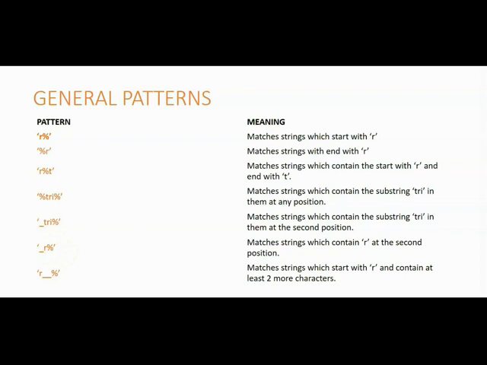Next, R__ means the string should have two or more characters after R and begin with the letter R. For example, if I want the third letter to be R, what will I do? I will take two underscores followed by R and ending with a percent sign. You will get much more clarity if you do some more practice examples.